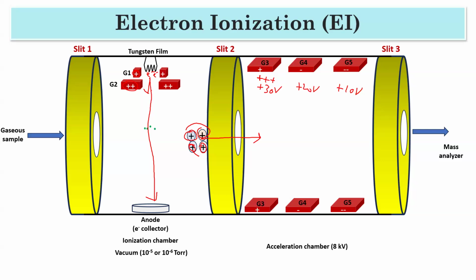Okay, so what's going to happen? This positive charge will try to go to lower potential, because positive will prefer lower potential. So it will start moving, and that's how it obtains some kinetic energy so that it can move to the mass analyzer. I hope you understand. It's just a difference in potential. That's how this positive charge is moving.